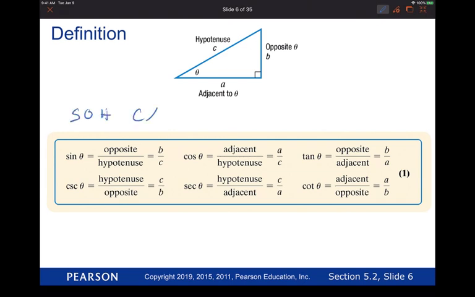so SOHCAHTOA, what I mean is this. SOHCAHTOA, right? Where the SO stands for sine is opposite over hypotenuse. The CA stands for cosine is adjacent over hypotenuse. And the TOA stands for tangent is opposite over adjacent. So that's what you see listed out here.